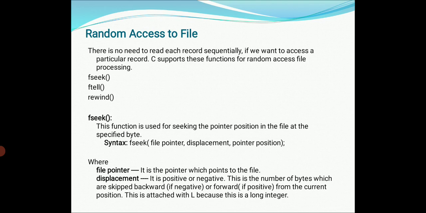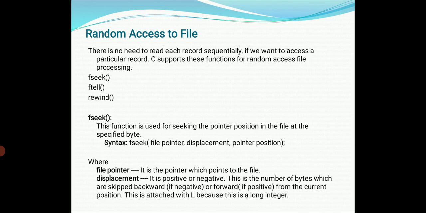C supports these functions for random access file processing. So here the definition is that if you want to access a particular record, we can access it in a file randomly, so it is called random access to file. This has functions like fseek, ftell, and rewind. These are all the functions for random access to a file.